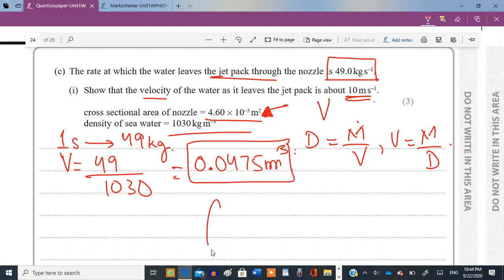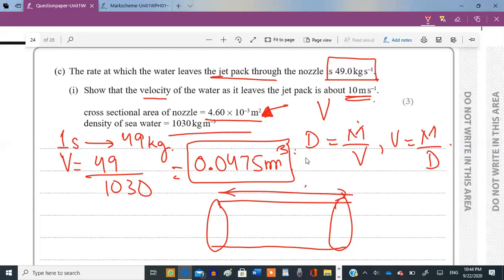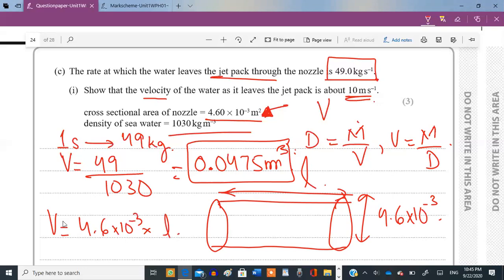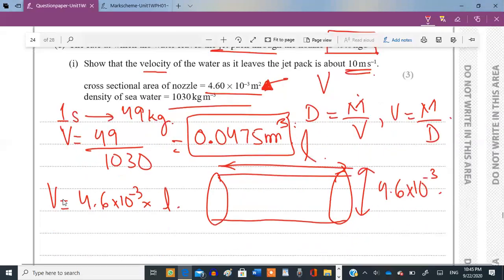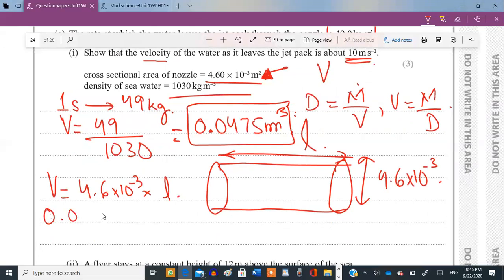And once you have the volume, you can use it to calculate the length. Now listen very carefully. Pipe looks like a cylinder. In a cylinder, you've got the total volume. The length of the cylinder is L. Cross-sectional area is given to you. It's 4.6 raised to the power of minus 3. You can multiply these two to get the volume as well. 4.6 raised to the power of minus 3 multiplied by the length will give you the volume. Now, the volume which we calculated is 0.0475, which is equal to 4.6 raised to the power of minus 3 multiplied by the length. So the length is equal to 0.0475 divided by 4.6 raised to the power of minus 3. And so the length turns out to be how much?